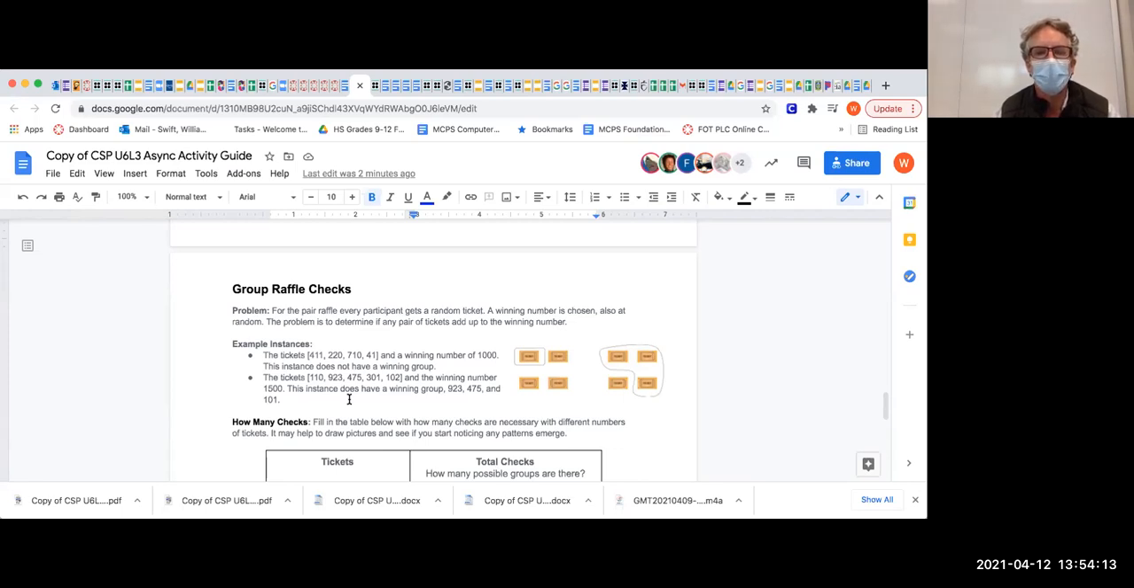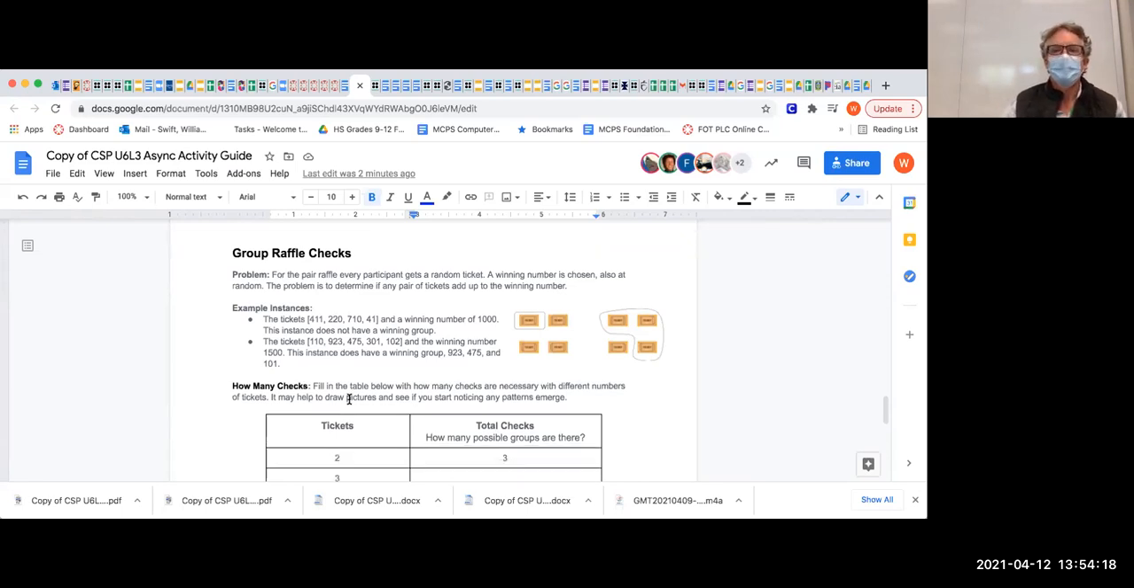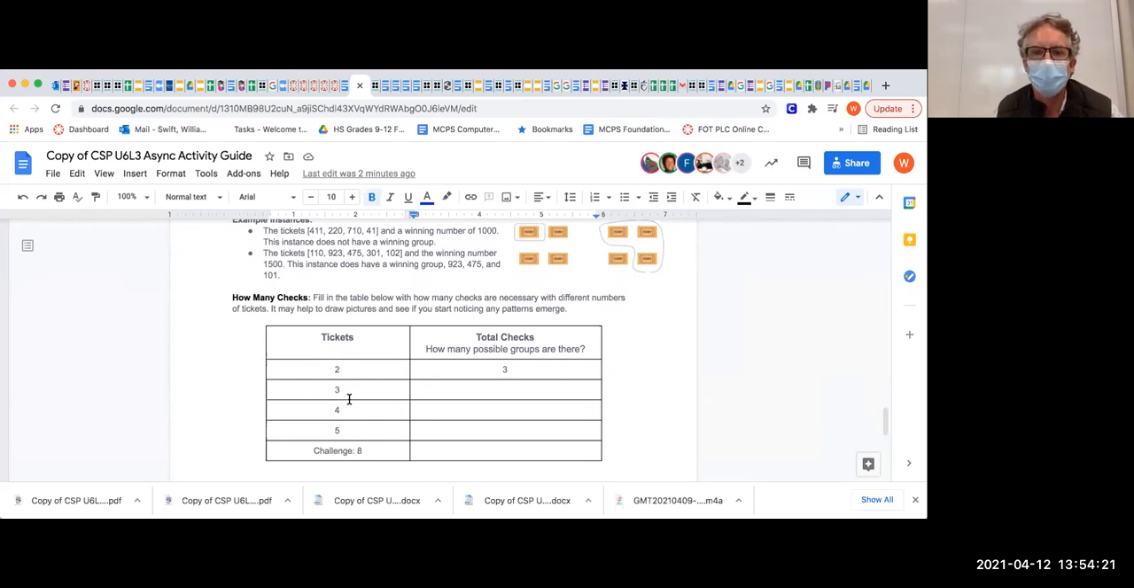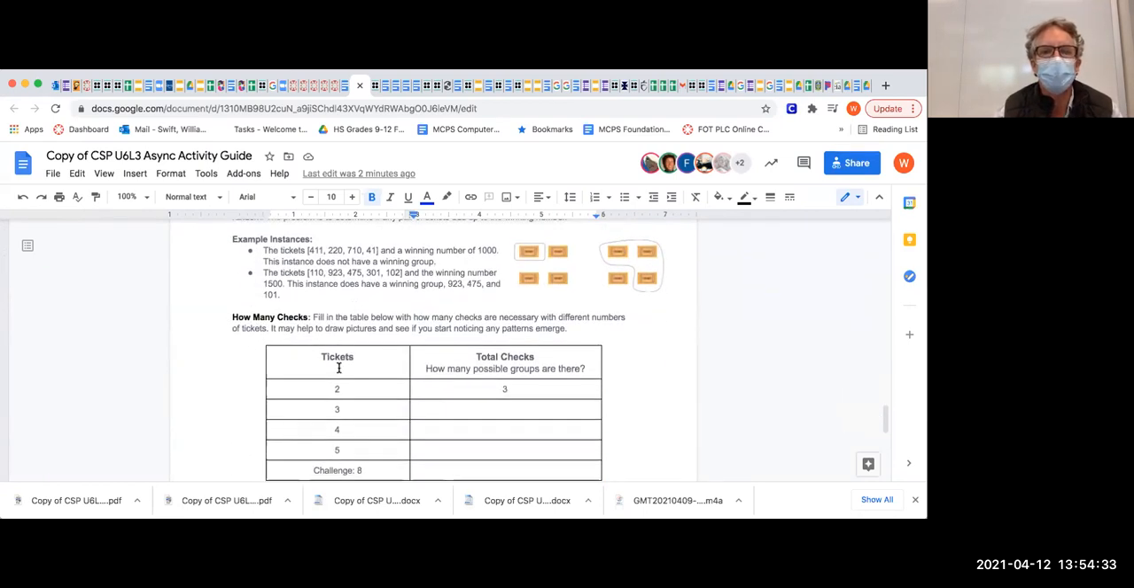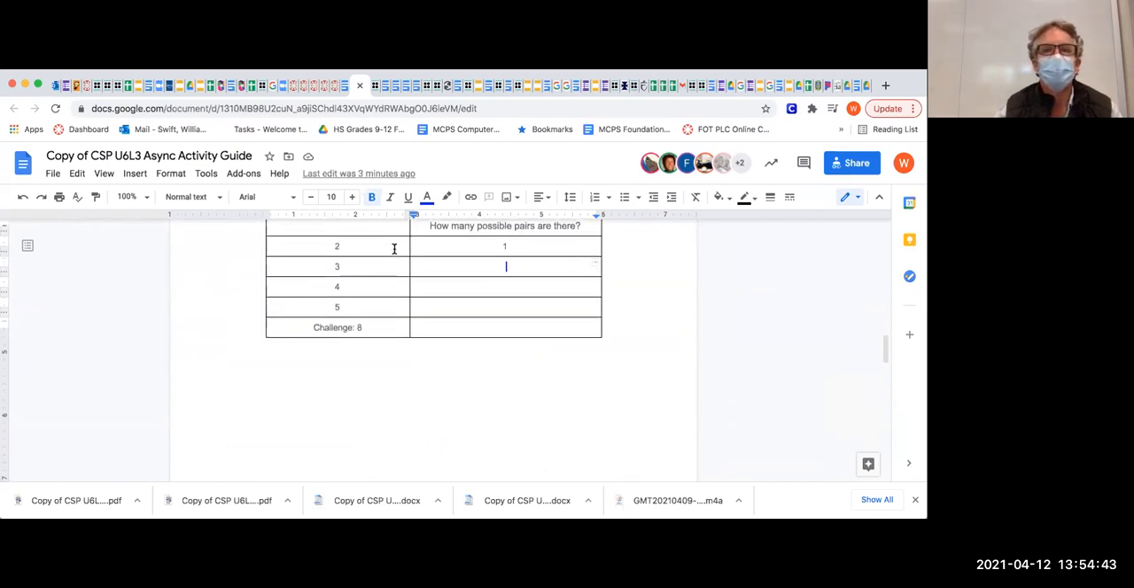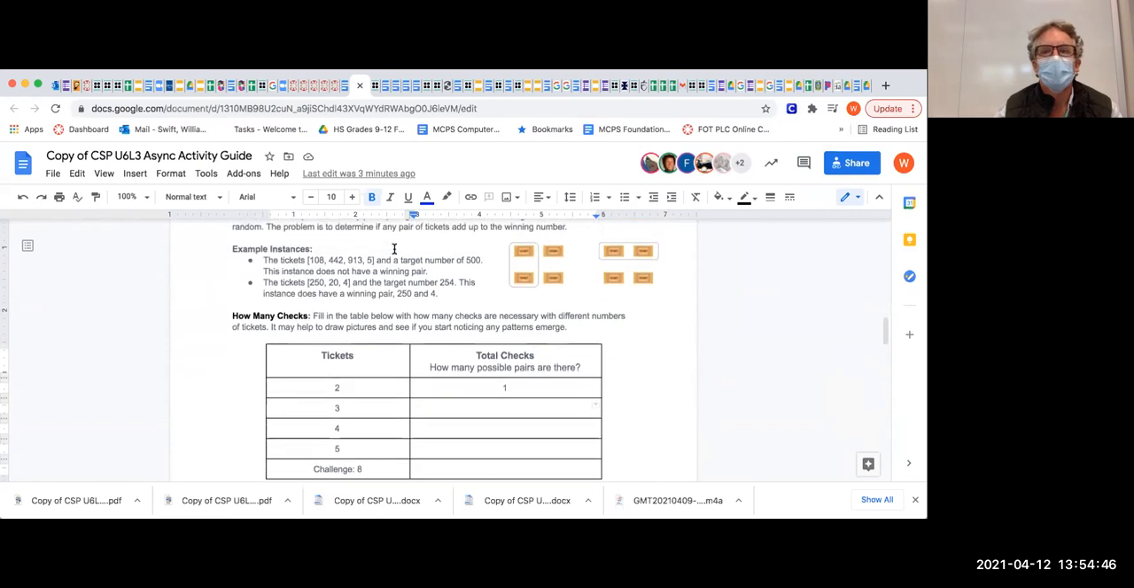It may help to draw pictures and see if you are noticing any patterns emerge. I can give you one word for that. Think binary, binary, okay? So do your best. Try and fill in how many checks you think it would take to have 2 tickets, 3 tickets, 4 tickets, 5 tickets, and 8 tickets with a group versus same thing with a pair raffle.